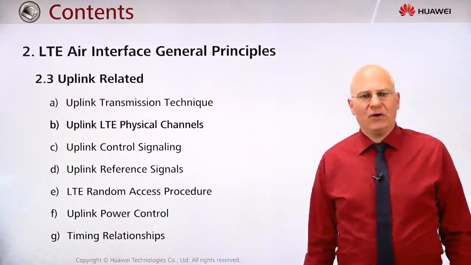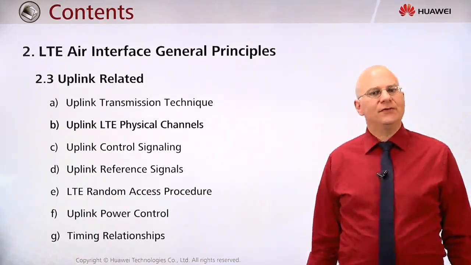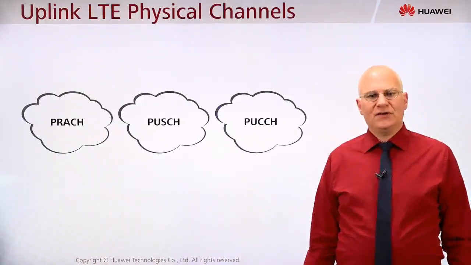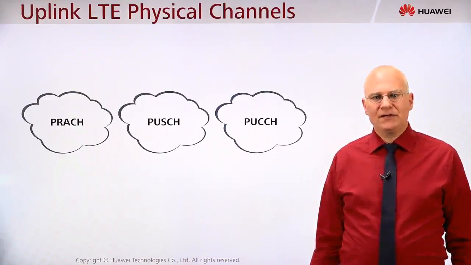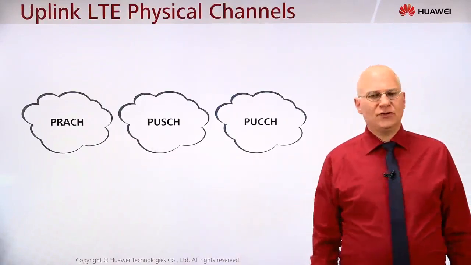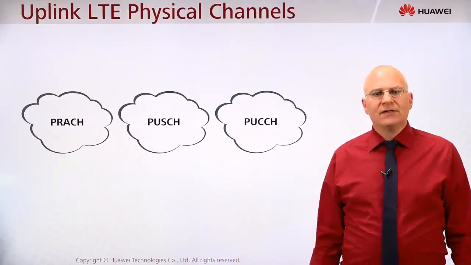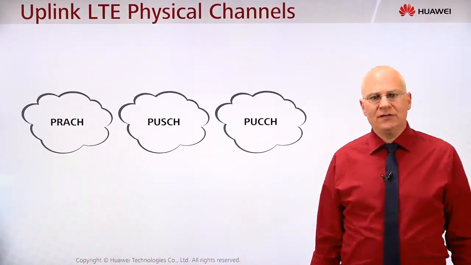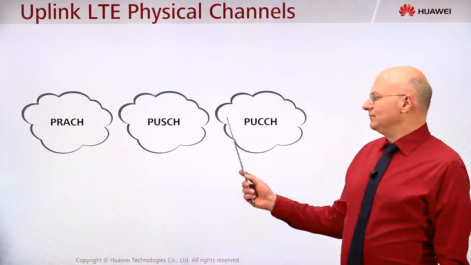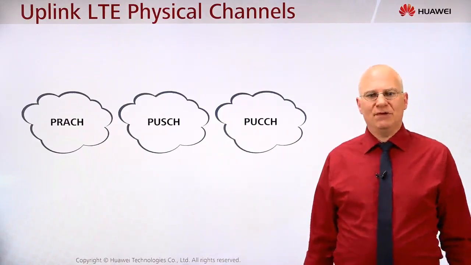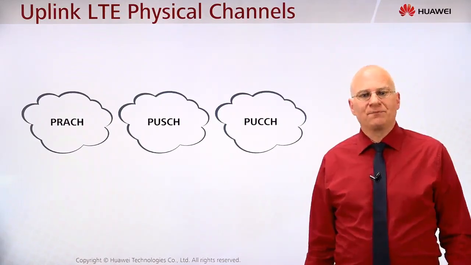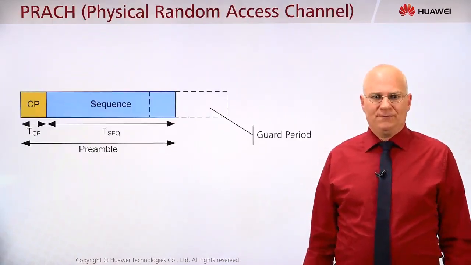Now let's talk about the uplink LTE physical channels. We have three different kinds of channels in the uplink. First is the physical random access channel. Second is the physical uplink shared channel. And last but not least, the physical uplink control channel. So let's start with the random access channel.